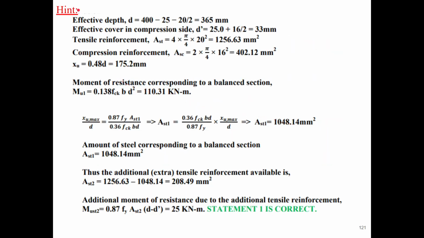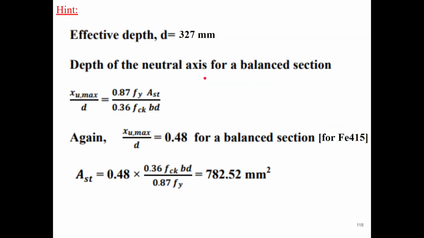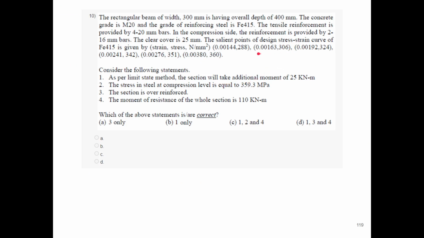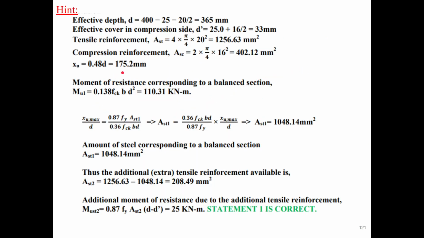Okay, so here the effective depth comes to be 365 mm. Effective cover on the compression side is 33 mm. Tensile reinforcement is 1256.63 mm square. Compression reinforcement ASC is 402.12 mm square. XU max, that is the limiting value, comes to be 0.48 d, which is 175.2.